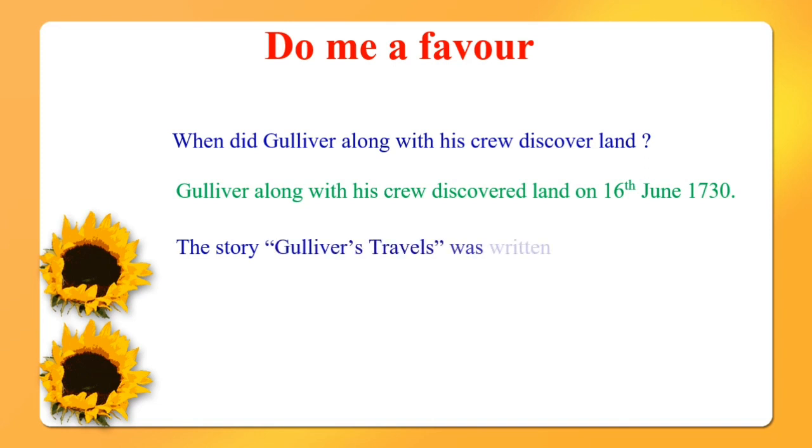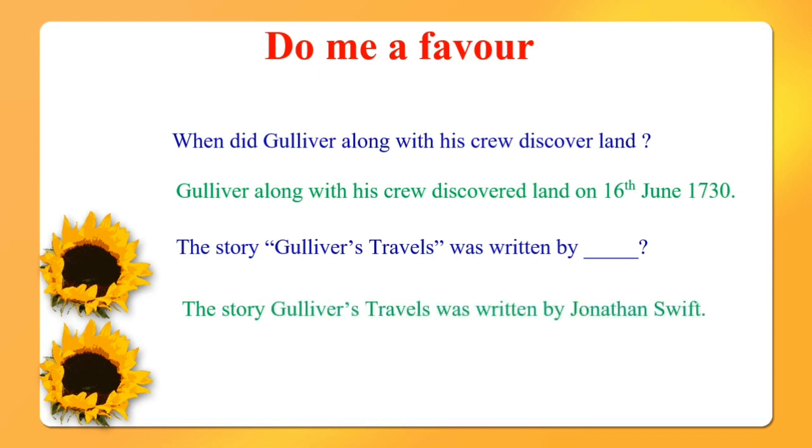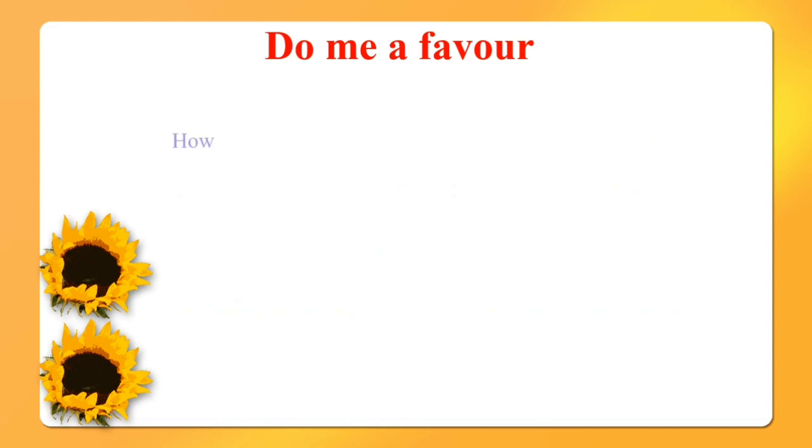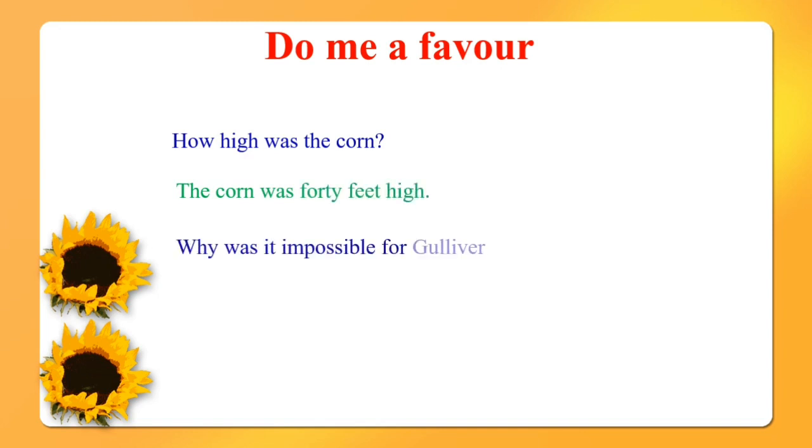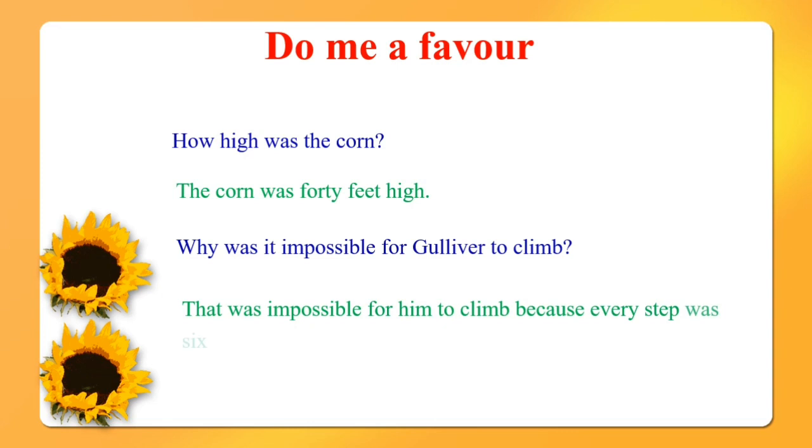The story Gulliver's Travels was written by whom? The story Gulliver's Travels was written by Jonathan Swift. How high was the cairn? The cairn was 40 feet high. Why was it impossible for Gulliver to climb? That was impossible for him to climb because every step was 6 feet high.